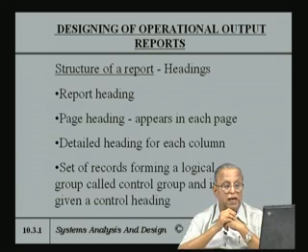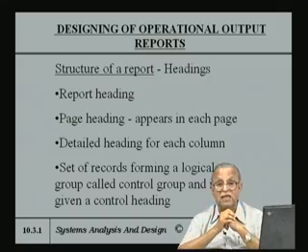A set of records forming a logical group is called a control group and is given a control heading. In other words, in order to be able to track any errors, what you do is make up a smaller batch, of say 40 records or maybe one or two pages. At the end of it, you give a summary of whatever is there in that previous set, so that you can track down errors. If there is any error, using the control, you can get to that particular batch where the error occurred.